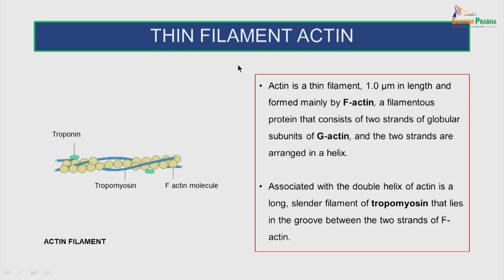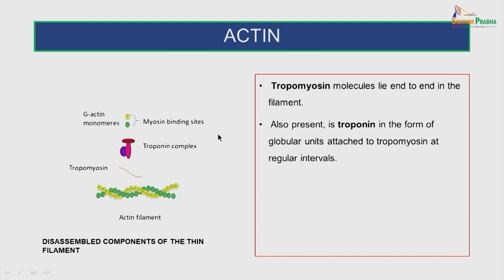Coming to the thin filament, actin. Actin is a thin filament 1 micrometer in length, formed mainly by F-actin, a filamentous protein that consists of two strands of globular subunits of G-actin, and the two strands are arranged in a helix. Associated with the double helix of actin is a long slender filament of tropomyosin that lies in the groove between the two strands of the F-actin. The tropomyosin molecules lie end to end in the filament. Also present is the troponin in the form of globular units attached to tropomyosin at regular intervals.